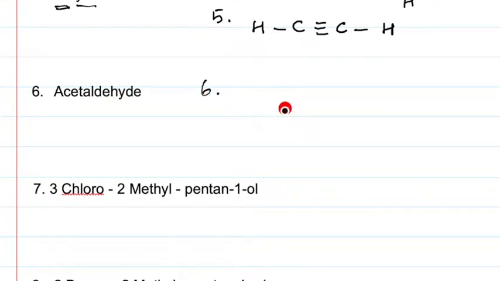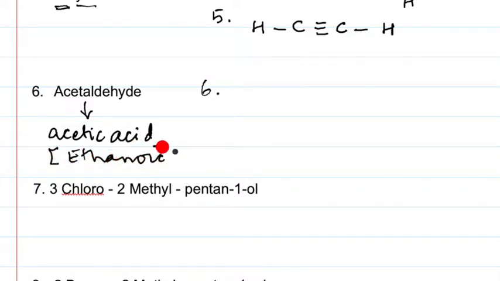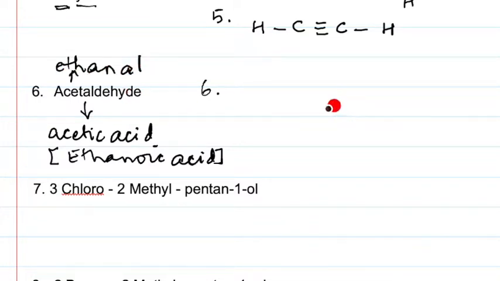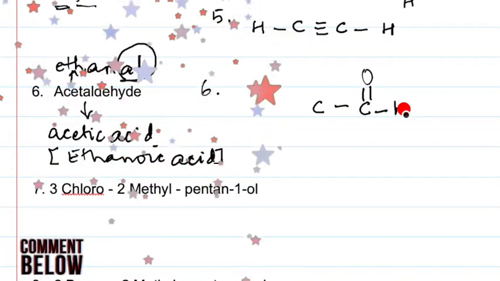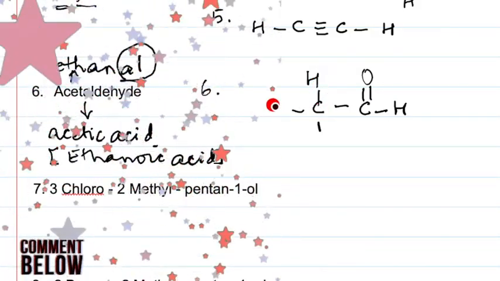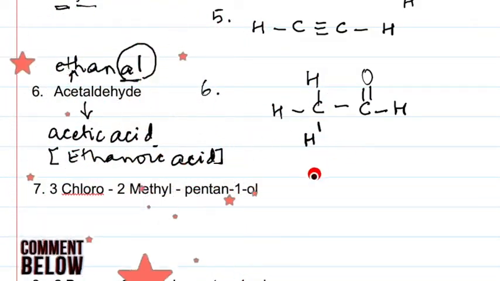The sixth one is acetaldehyde. Acetaldehyde is the one that will, after oxidation, produce acetic acid. Now acetic acid is the common name for ethanoic acid, which means acetaldehyde is nothing but ethanal. So eth means two carbons, an here means it's single bond, and we have al for the aldehyde group. This functional group will be dash C double bond O, single bond H. So this is the formula for acetaldehyde.